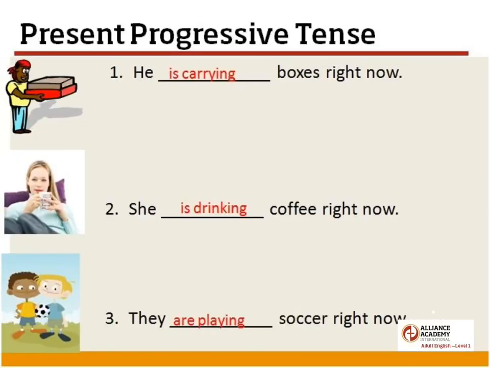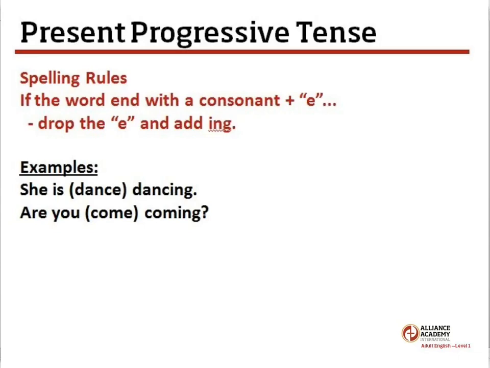Let's look at some examples of present progressive tense. This one says, he is carrying boxes right now. She is drinking coffee right now, and they are playing soccer right now. One spelling rule that is important is that when we have a verb that ends with E, we need to drop the E and add the ing. So she is dancing. Notice the E is dropped when we put the ing on. It's the same with a verb like come. We drop the E and we add ing.